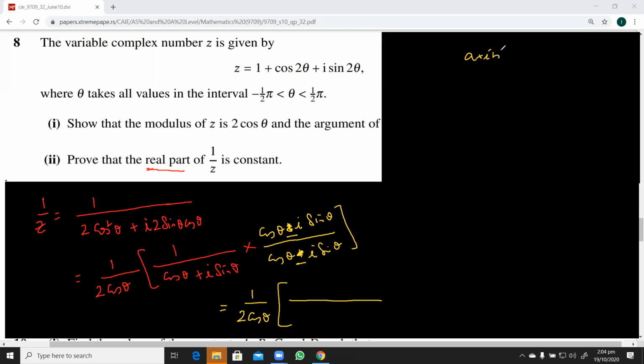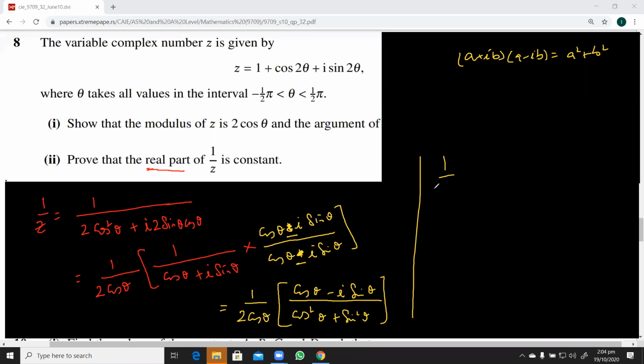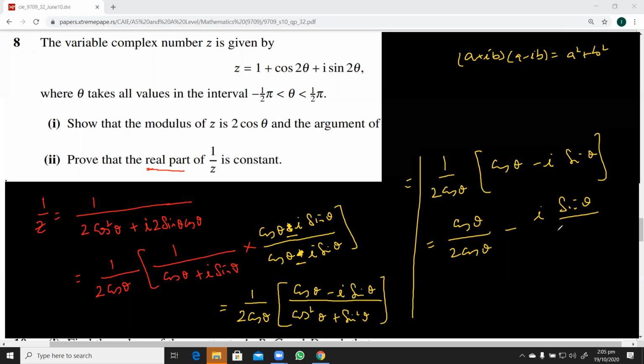Remember, a plus iota b into a minus iota b is a square plus b square. So this gives me down here cos square theta plus sine square theta, and we are left with cos theta minus iota sine theta in the numerator. You know that cos square theta plus sine square theta is 1. So we have 1 over 2 cos theta into cos theta minus iota sine theta. If I multiply this inside, I have cos theta over 2 cos theta minus iota sine theta over 2 cos theta. This is half minus half iota tan theta.